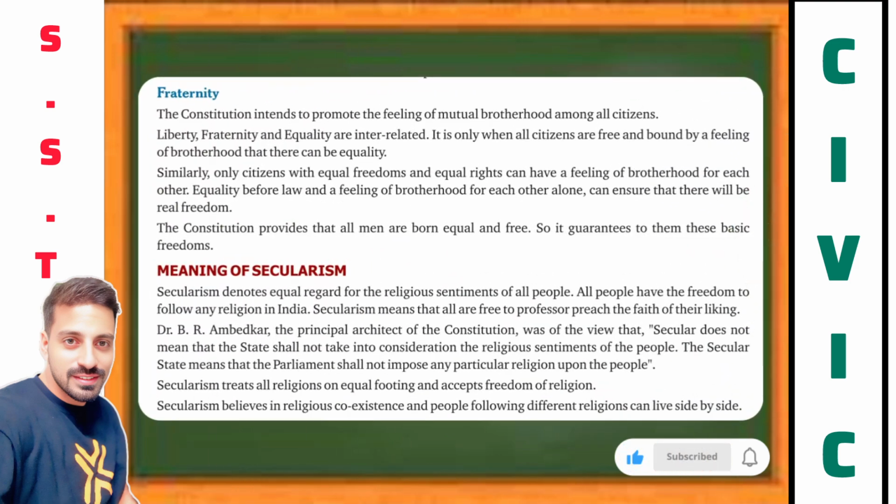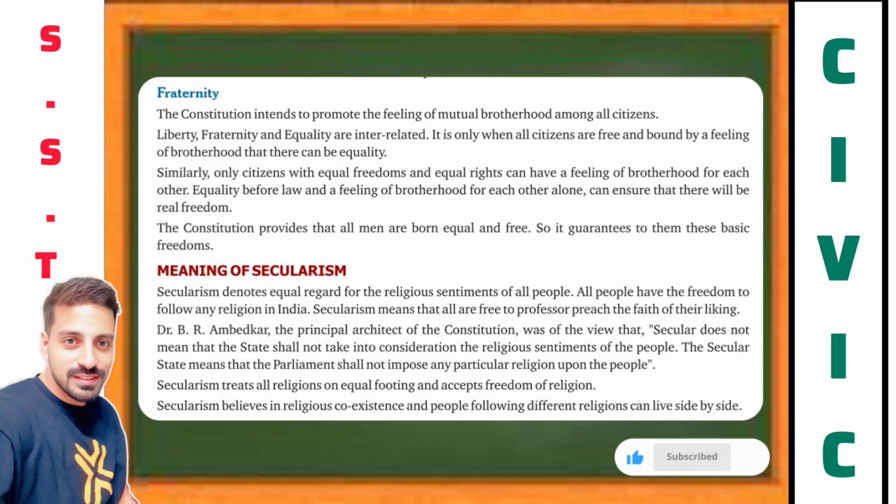Fraternity. The Constitution intends to promote the feeling of mutual brotherhood among all citizens. Liberty, fraternity, and equality are interrelated. It is only when all citizens are free and bound by a feeling of brotherhood that there can be equality.